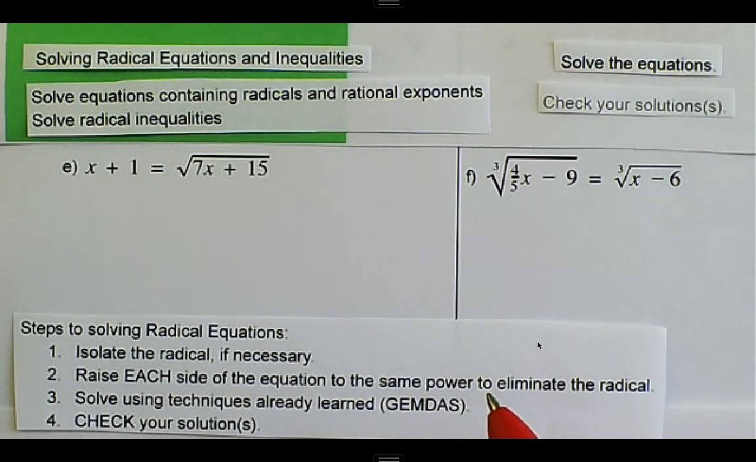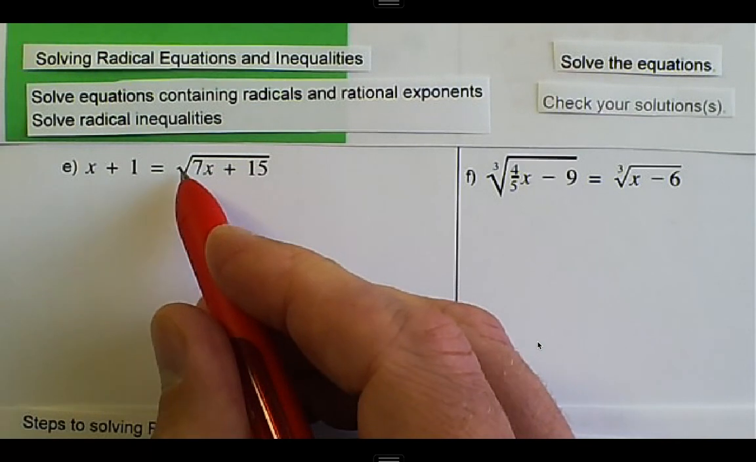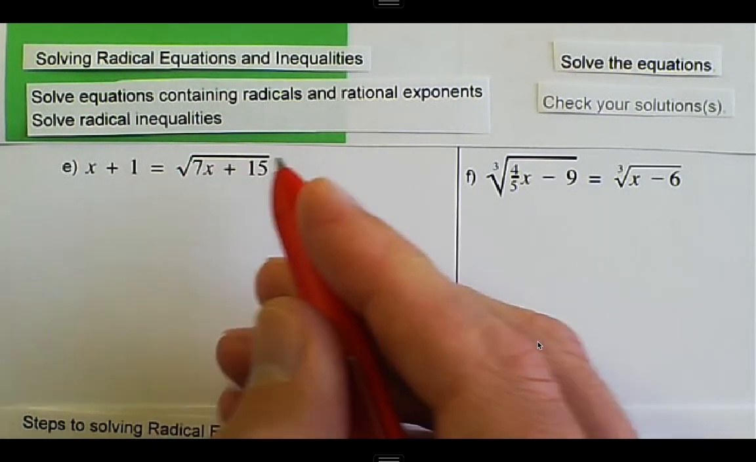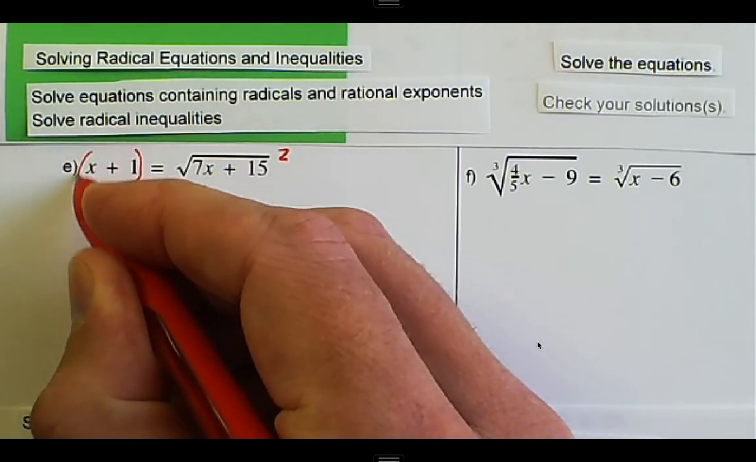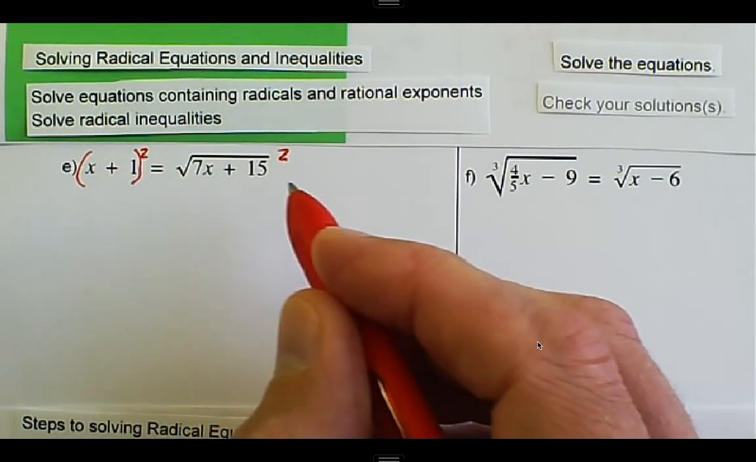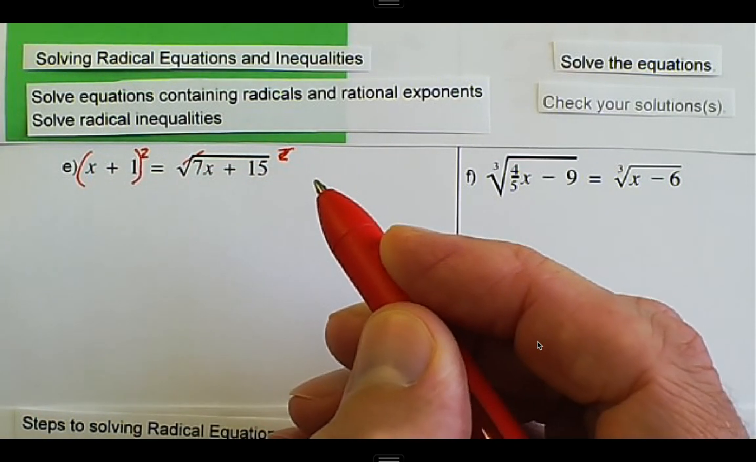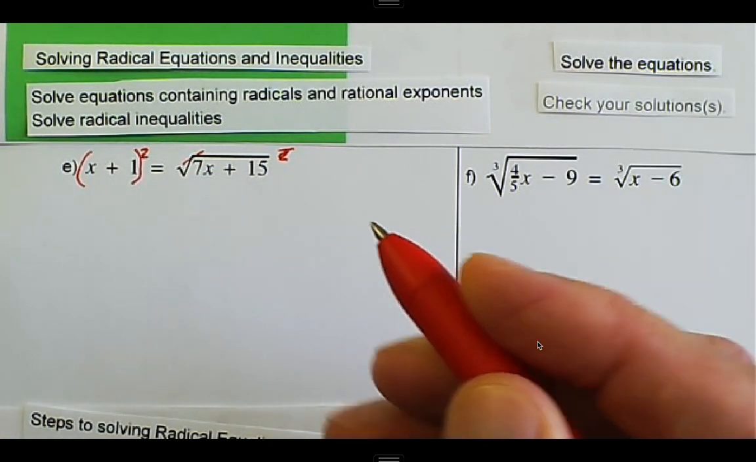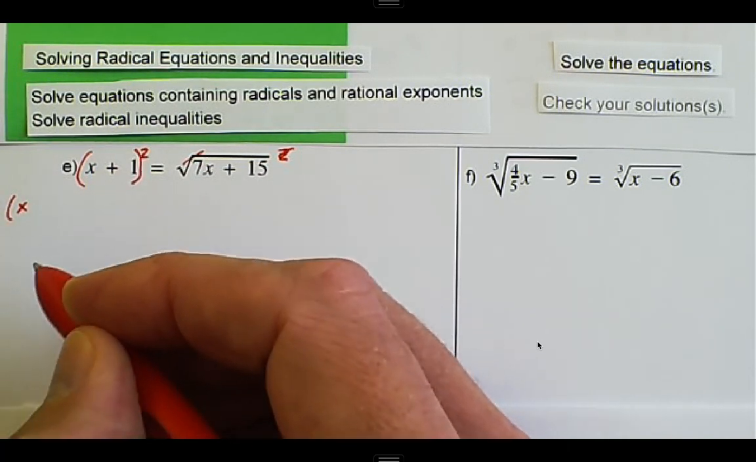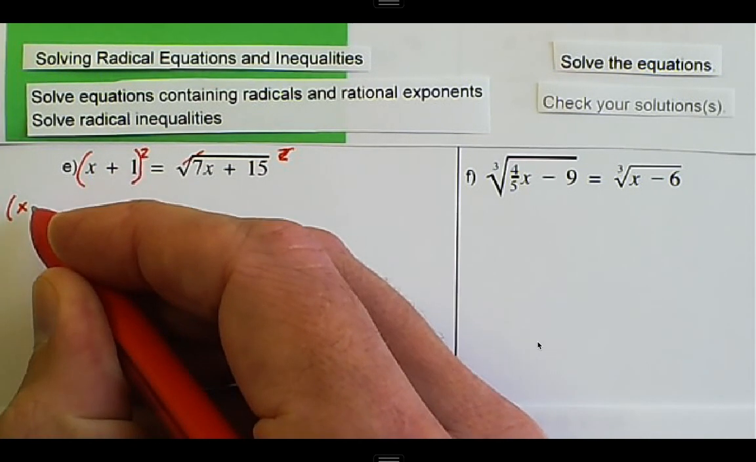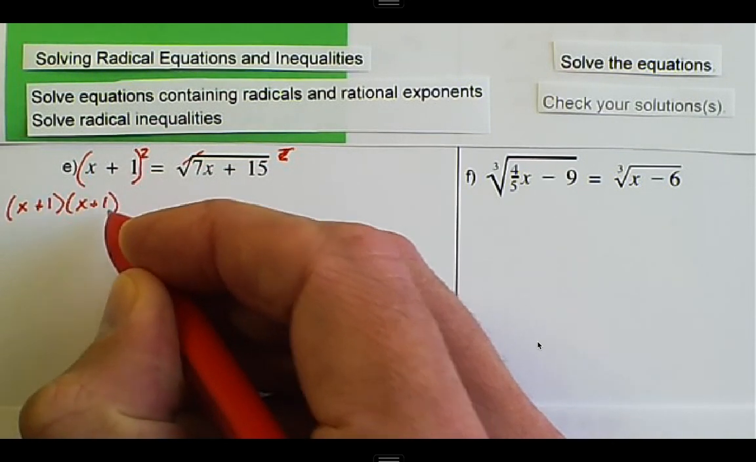Step two: raise each side of the equation to the same power. So we have a square root, and the inverse operation of the square root is to square both sides. So in this case, we have to square the whole binomial. The reason that we squared both sides is because we wanted to cancel the radical. And then on the left side, remember, we can't just distribute the square. We have to say x plus 1 times x plus 1.